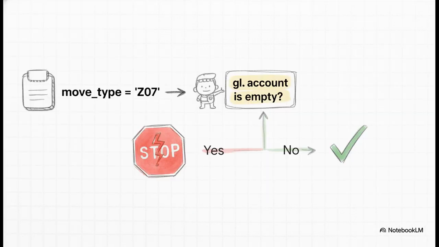And take a look at this little ABAP snippet. This is exactly what that pre-check logic looks like. It's simple, but it's such a powerful safety net. It just says, hey, if we're doing this specific movement type and, whoops, the GL account field is empty, then stop. It raises an error and just stops the whole process dead in its tracks before the BAPI ever gets called.